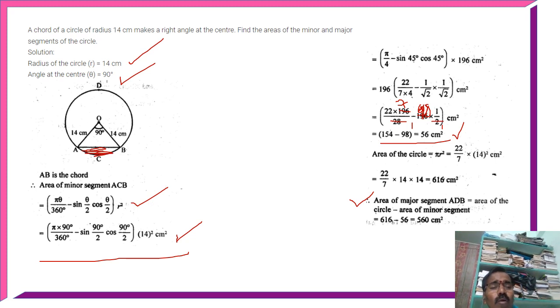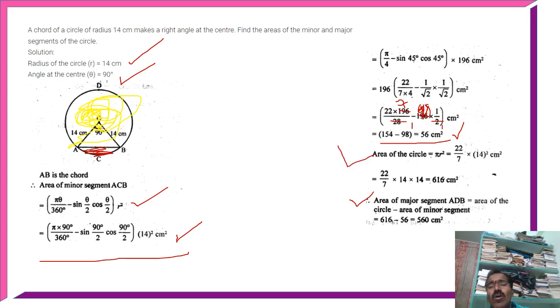That yellow part is the rest, from here to here, the total major segment. Okay, students, this we have to find: the yellow part, only the yellow part of the circle. So area of major segment equals area of circle minus the minor segment. If we subtract this area from the circle, we get the major segment only. So 616 is the area of circle, minus, already we got 56.